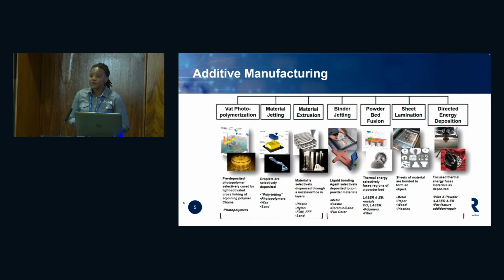When we look at additive manufacturing, really, the ASTM has categorized the different types of technologies into 7 categories. And the first 4 mainly use raw material, whether it's polymers, plastics, wax, as well as sand. Then the last three mainly use metallic powders or metallic wires as their feedstock. And we'll be looking specifically at the fifth one, powder bed fusion, which uses thermal energy to selectively fuse regions of a powder bed.